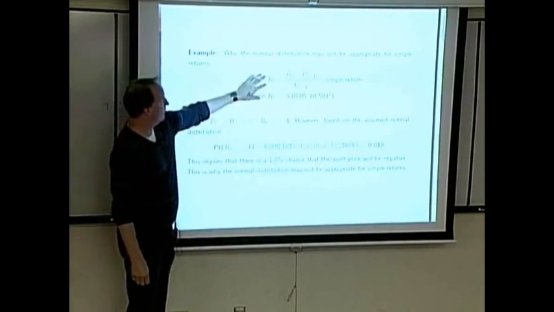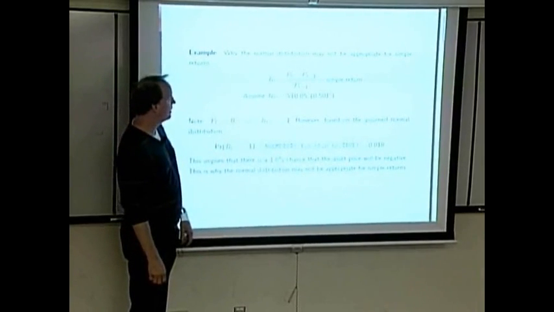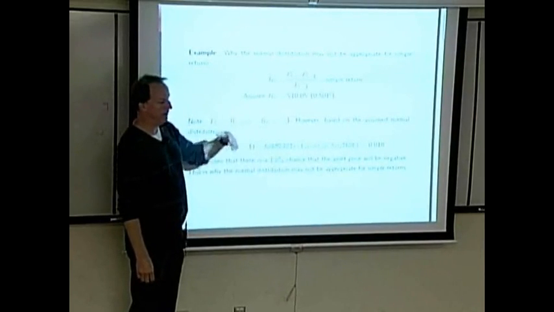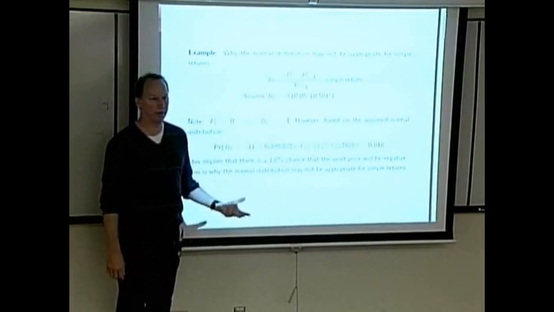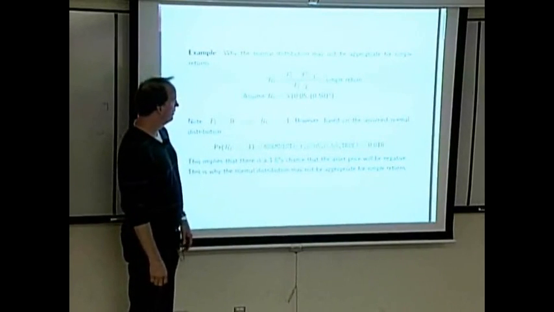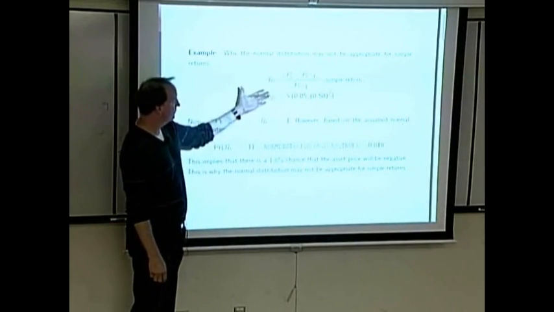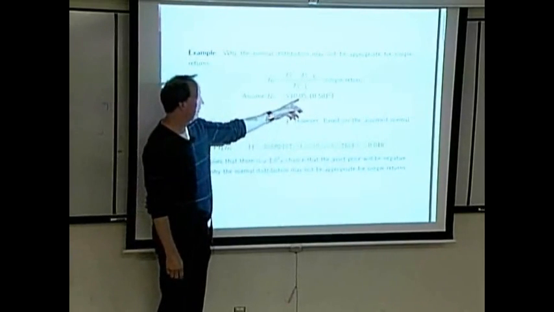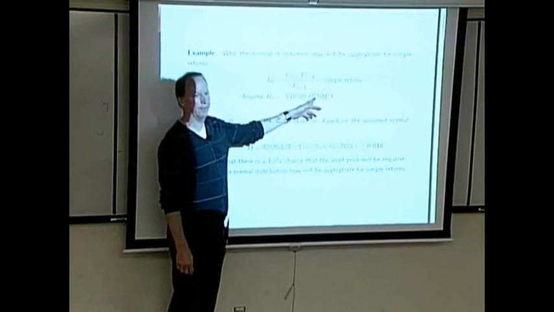So again, we're looking at a simple return, which is just a percentage change in price over some period of time. So let's consider, say we have an annual investment. So we're going to buy Microsoft today, and we're going to sell it 1 year from now. And R_t is going to represent the annual rate of return on that investment. So let's just assume that the annual rate of return follows a normal distribution, and the mean of this distribution is 5%, and the standard deviation is 50%.